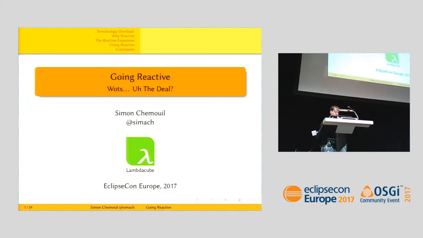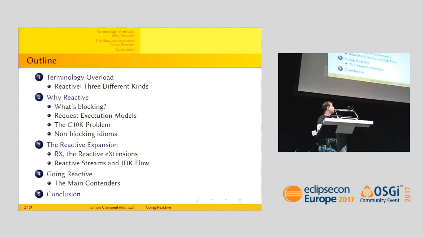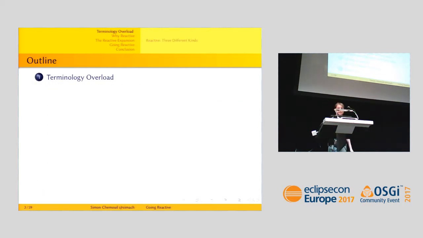So, reactive is all about scaling. It's one possible solution to scale horizontally or vertically. That is like using your resources from your own computer more, or adding machines to scale horizontally. So, what's reactive? Well, the thing is, reactive is a lot of things, because there is kind of a terminology overload.